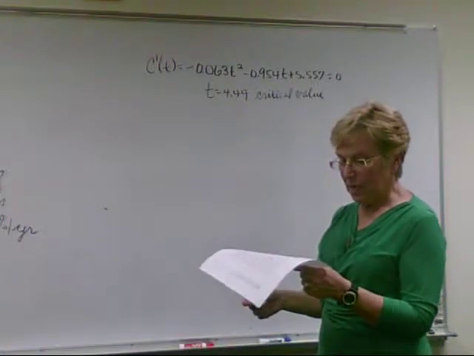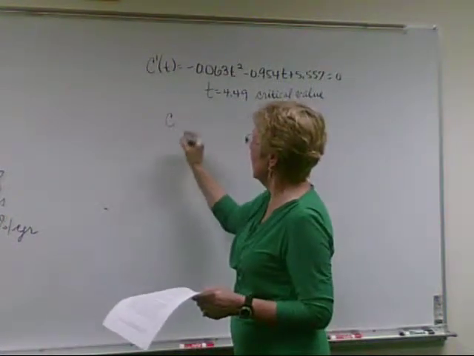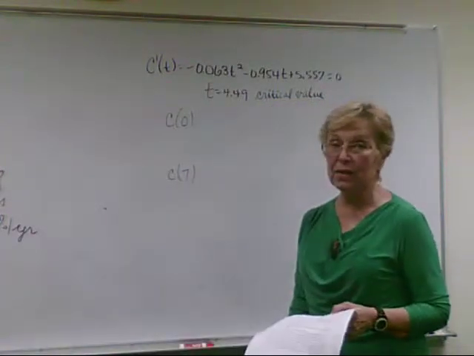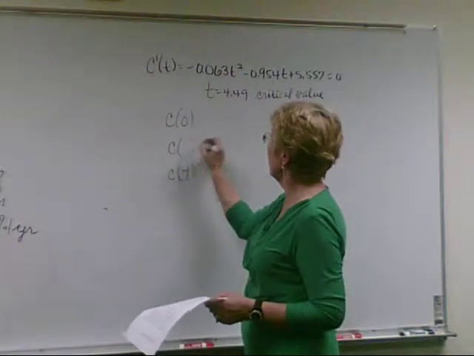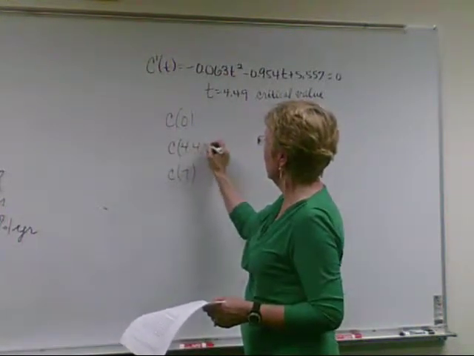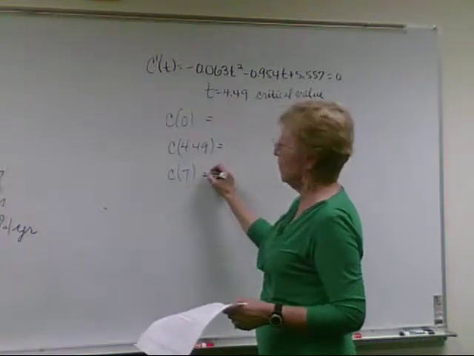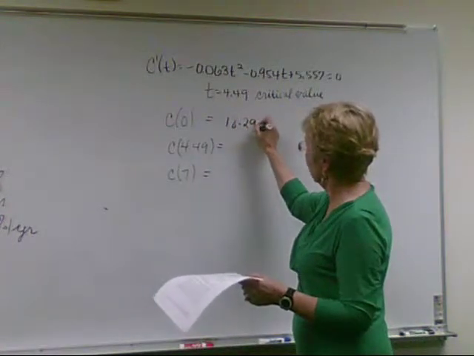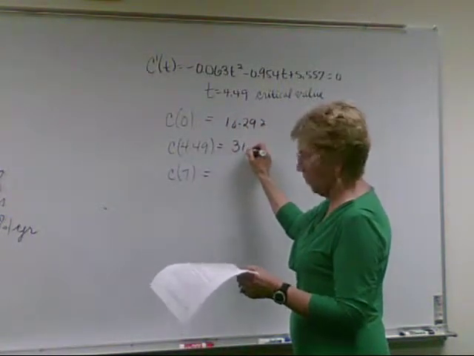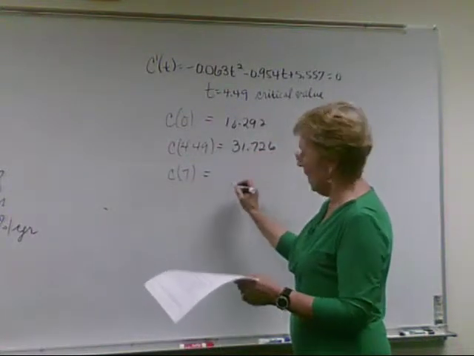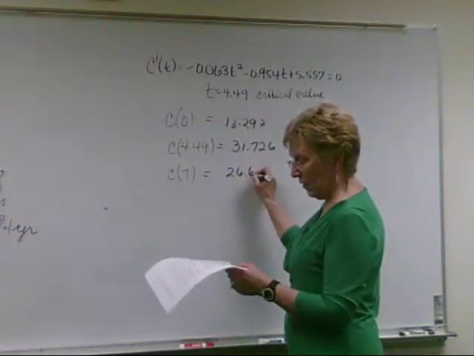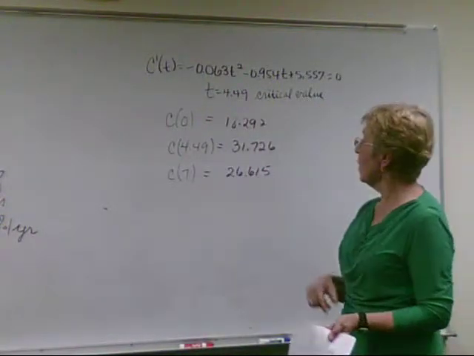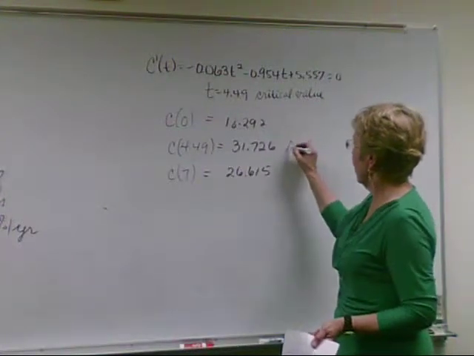So I've evaluated my original function at the endpoints, which were 0 and 7, 2000 to 2007, and then also my critical value. And I looked at the output I got for the function. So this became 18.292, 31.726, and 26.615. So we look at all these and say who's the biggest, who's the smallest. So this is obviously the absolute max.